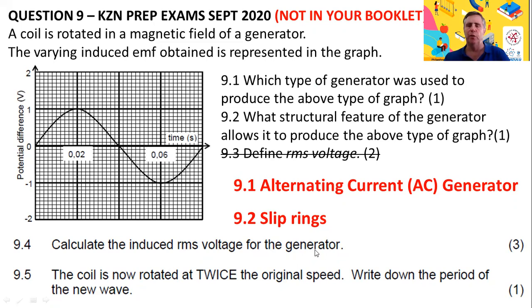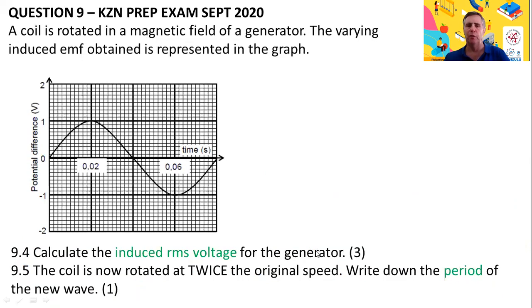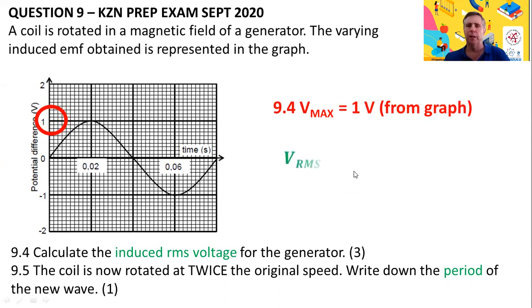9.4, calculate the induced RMS voltage for the generator. Giving ourselves a bit more space. Well, we need to start off with what is the maximum voltage from the graph? It's 1. So Vmax is 1 volt just from the graph. And we know that VRMS is Vmax over root 2, which is just 1 volt over root 2, which is 0.71 volts. And we're going to need that in question 9.6.